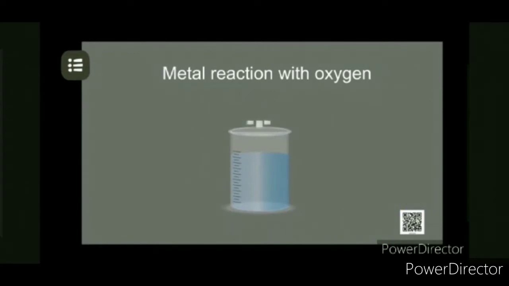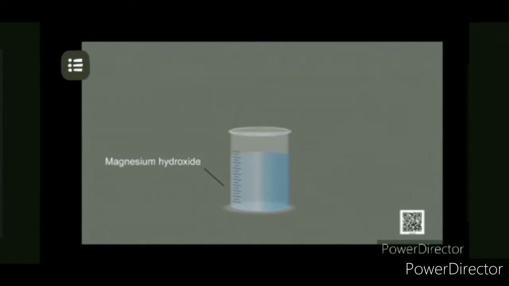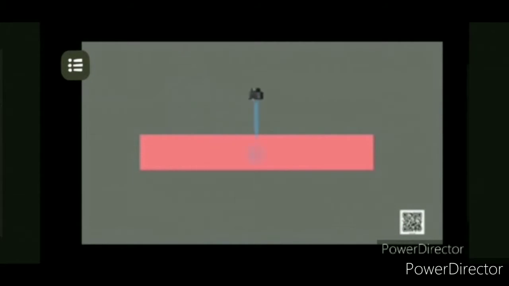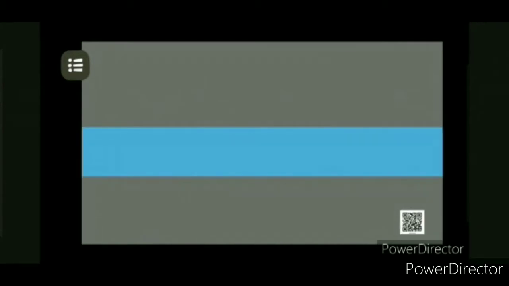To check the property of magnesium hydroxide, whether it is acidic or basic, we can test it with the help of litmus paper. You will observe that red litmus paper will turn blue. With the help of this activity, we are able to understand that metals react with oxygen and they form basic oxides.